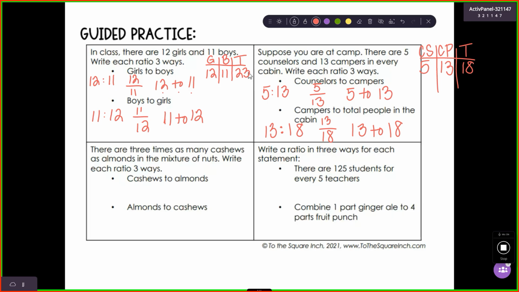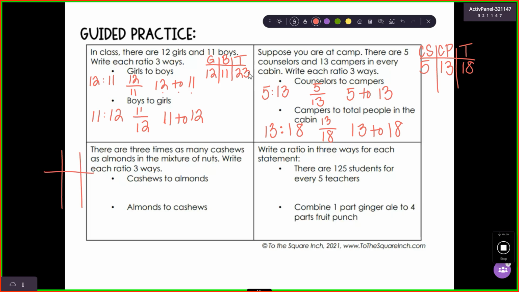I apologize. All right, there are 3 times as many cashews as almonds. You haven't seen "times as many" since 4th grade. Some of you are like, okay, I know 3 is my number. What's my other number? Anytime you don't have the other number, it's most likely going to be 1. You have 3 times as many cashews. How much is cashews worth? 3, to almonds. Order matters, okay?